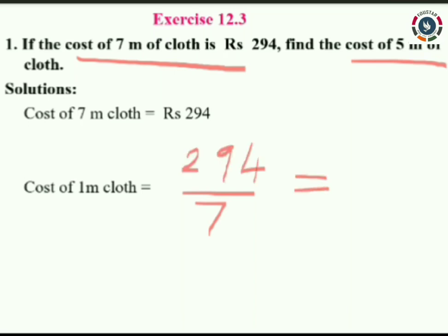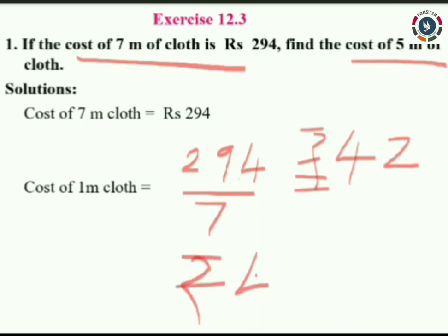Do cancellation. Both are divisible by the 7 table. First you have to consider 29. 7 fours are 28. The remaining one you have to add with 4. You will get 14. 2 sevens are 14, right? The cost of 1 meter cloth is 42 rupees.